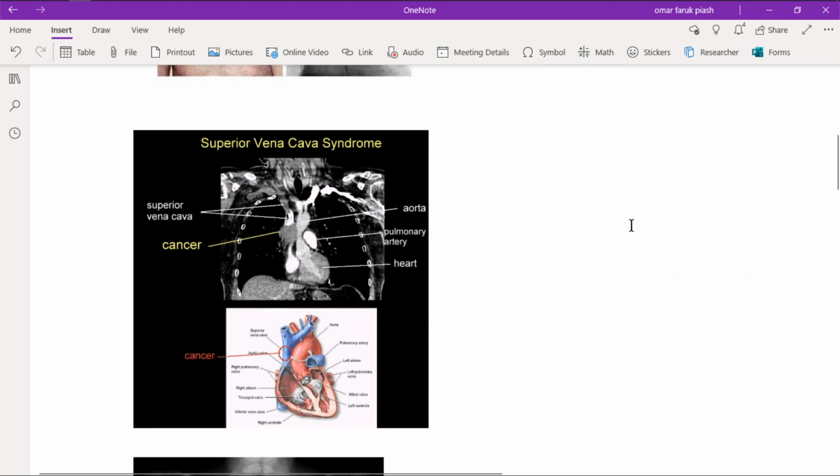This is another CT scan of superior vena cava syndrome. This is the heart. This is the left ventricle. This is the aorta. This is the clot or thrombus. This is the superior vena cava. This is the right atrium.